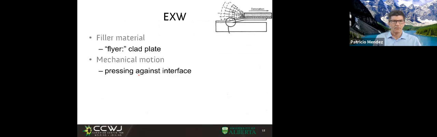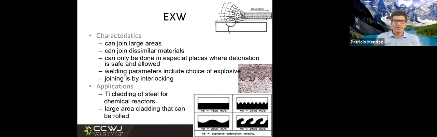So in this case, the filler metal is the clad plate. This is not so much for joining as for like cladding, and the mechanical motion then is pressing against the interface. Can join large areas. So you go boom, and all of a sudden you welded, I don't know, 10 square feet or more. Much more than 10 square feet of metal, 100 square feet of metal. If you have to do that with cladding, with either lasers or sub-arc, it would take forever, and you can have the defects of solidification.